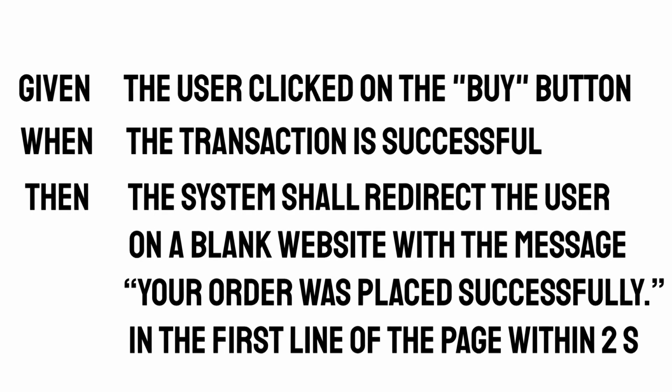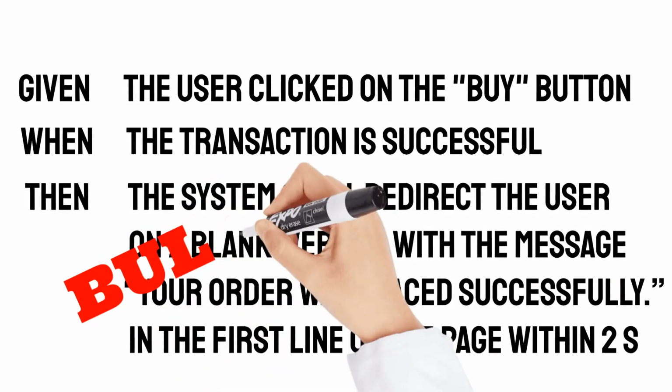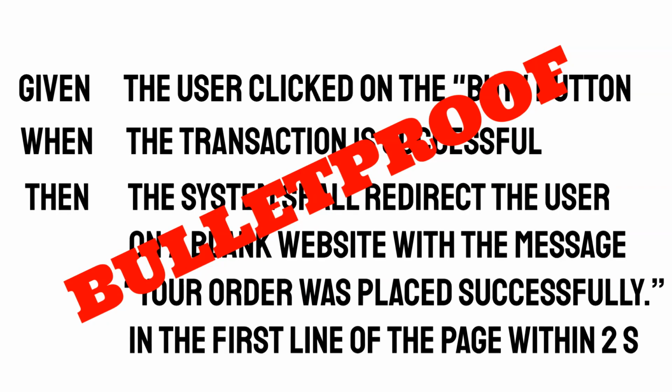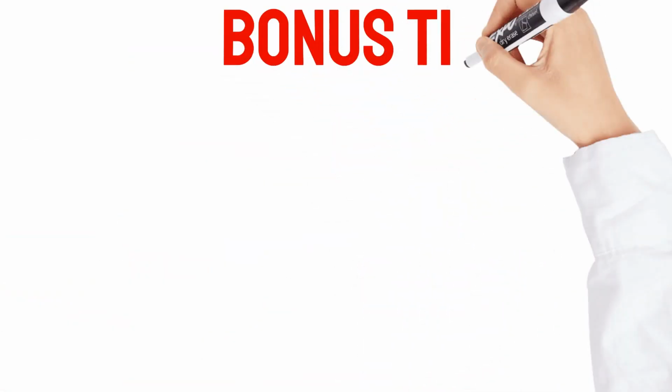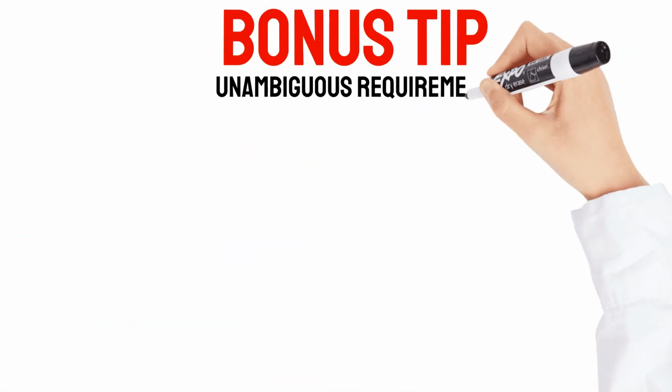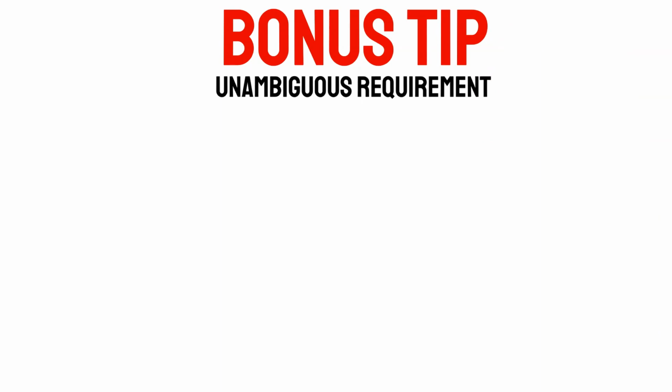Is this requirement now bulletproof? And yes, it is bulletproof. It fulfills all these criteria I've mentioned before. It's testable. It's unambiguous, right? So now people really know what needs to be done here. But as pointed out in the beginning, I have a bonus tip for you to make sure that requirements are unambiguous. Let me show you this one before you leave the video.